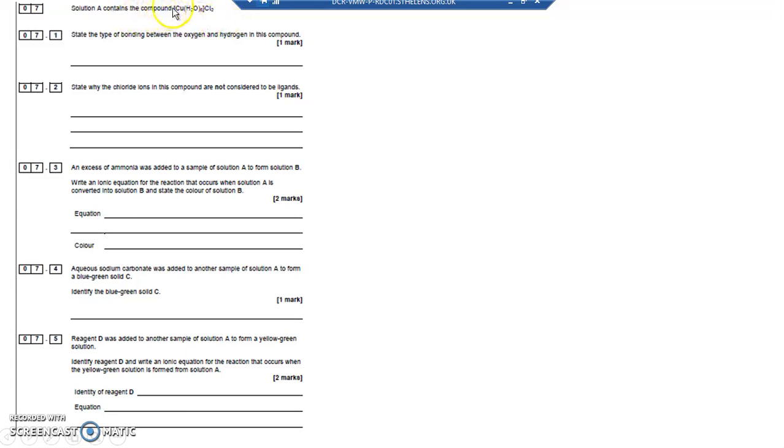Solution A contains the compound CuH2O6Cl2. So what's going on here? We've got a complex ion [Cu(H2O)6] and copper is in +2 oxidation state. It's got a 2+ charge. So this [Cu(H2O)6] has got a 2+ charge and it's got 2 Cl- ions, 2 chloride ions attached to it as well.